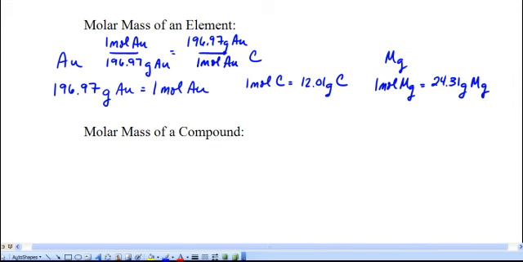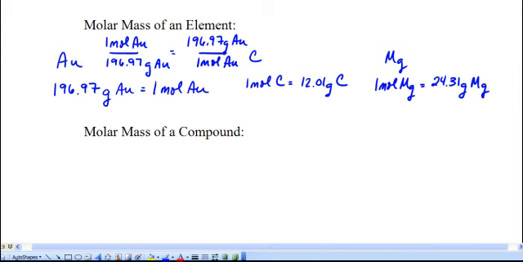All right. So the power of the periodic table, part of that power is the fact that you can use the molar masses in conversions. And we're going to be doing that in the next section. Now, oftentimes we're not going to be dealing with individual elements. We're going to be dealing with compounds. So how do you do that?